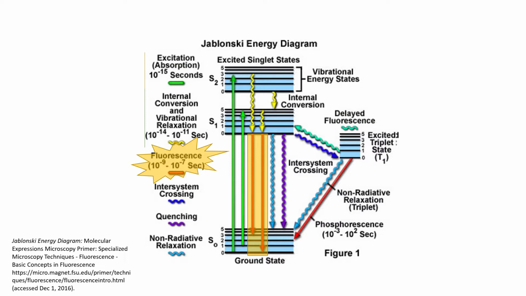Like the excited state, each fluorophore has a specific emission wavelength. All 3 steps occur in a billionth of a second, with the fluorescence actually occurring between about 10 to the negative 10 to 10 to the negative 7 seconds.